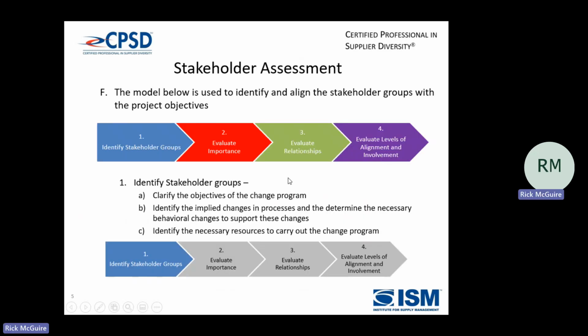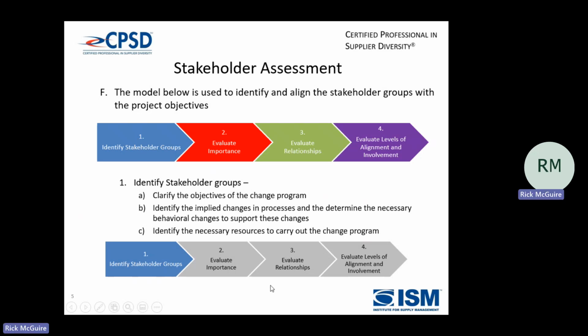So the model below is used to identify and align stakeholder groups with the project objectives or the supplier diversity program. So the first step is to identify the stakeholder groups, which we kind of just went through. Clarify the objectives of the change program or the supplier diversity program. Identify implied changes in processes and determine the necessary behavioral changes to support these changes. Identify the necessary resources to carry out the change program. So that's all in identify stakeholder groups.